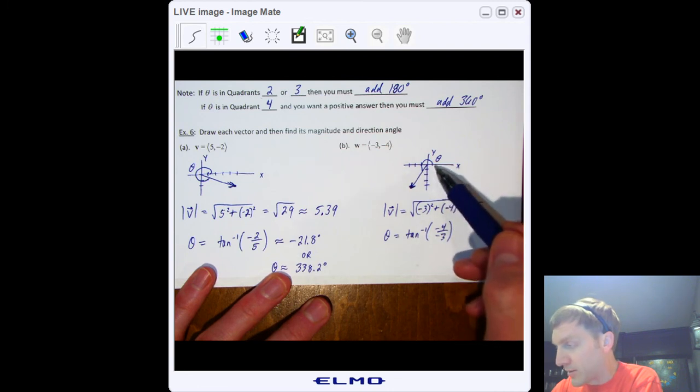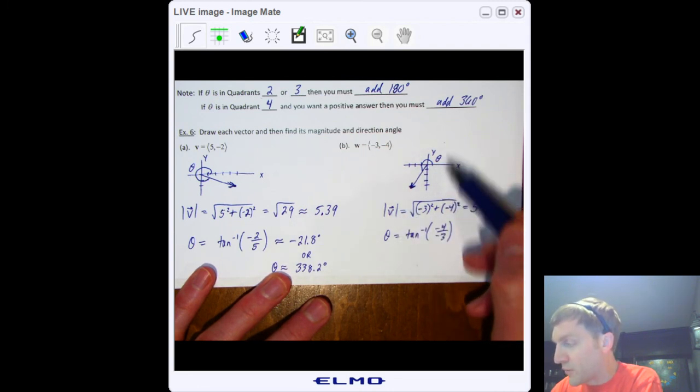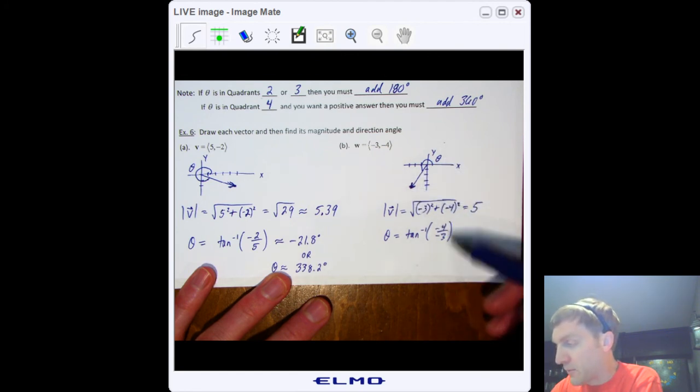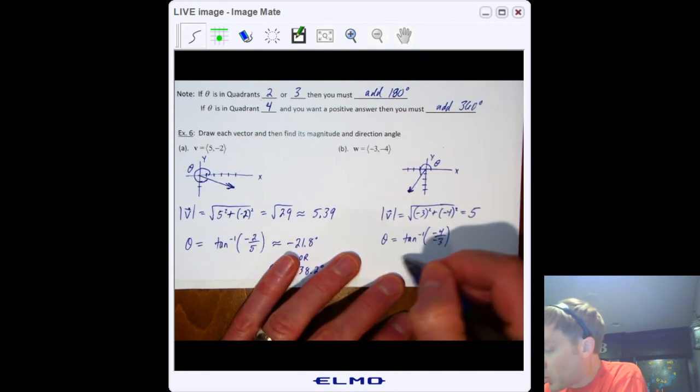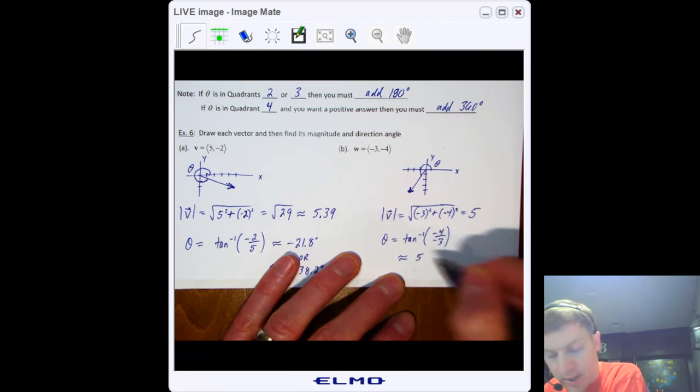So you can see, like I was talking about in the last example, it doesn't know if you're talking about the vector 3 comma 4 or -3, -4, right? The fraction is the same both ways. So that's why, since this is in quadrant 3, you have to add 180, right? And you know that's true because look at what it's going to give you as an answer. It's going to give you 53.1 degrees.